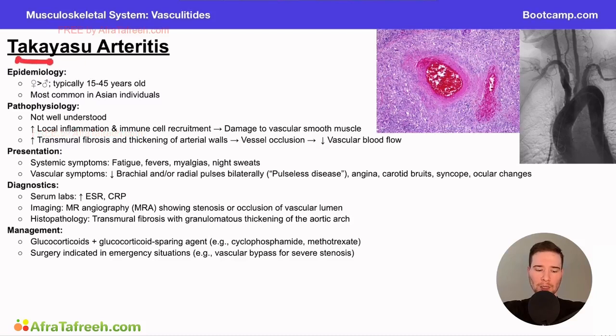When we talk about Takayasu arteritis, we are talking about a large vessel vasculitis. That is to say, we are typically affecting the larger vessels in the body. The other high-yield important large vessel vasculitis for you to know on test day is that of giant cell arteritis.